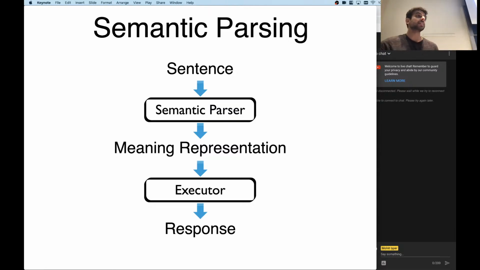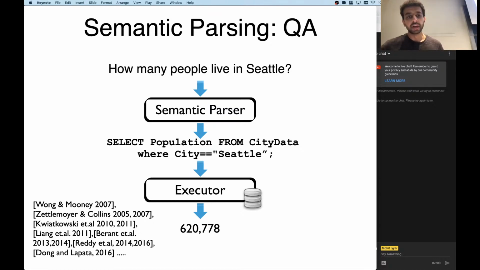So in contrast to syntactic parsing, remember there our goal was to just obtain some sort of linguistically meaningful representation of a sentence. Here our goal is more task-oriented. So this meaning representation could change depending on what task we're looking at. The executor and response could vary, and we'll see a bunch of different types of semantic parsing situations in this lecture. So one of them is question answering.